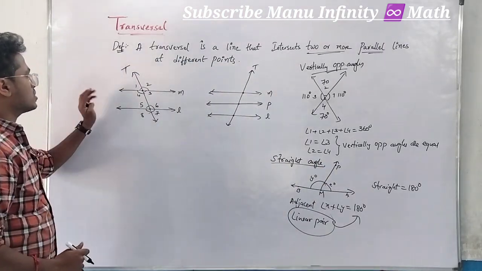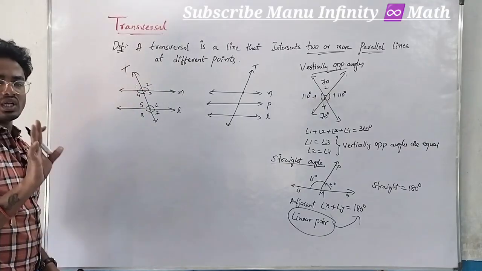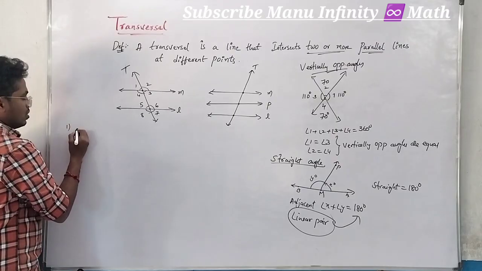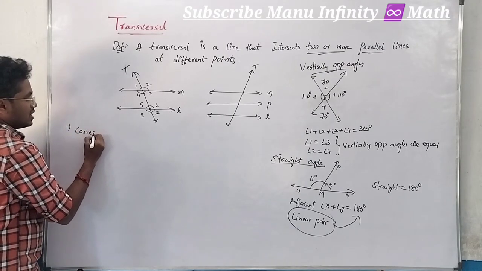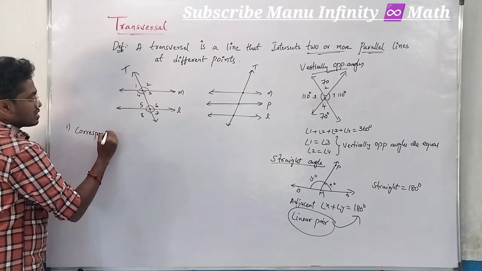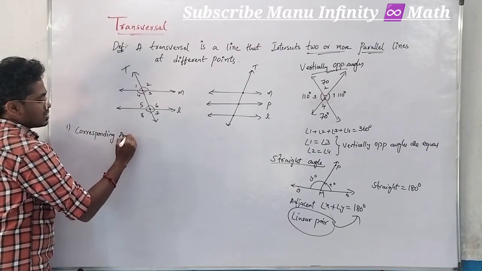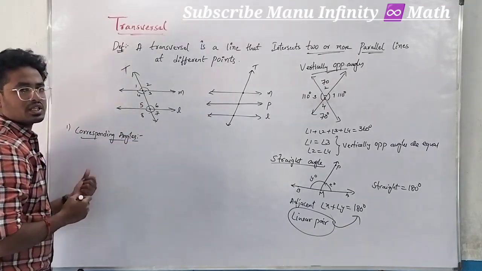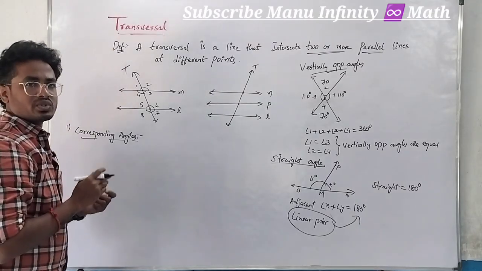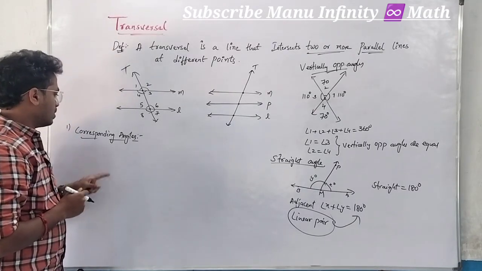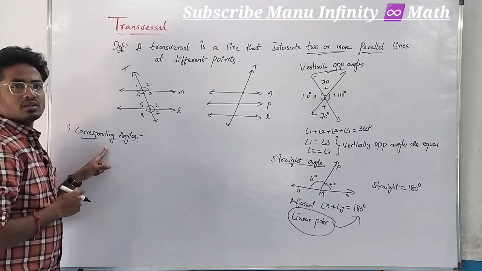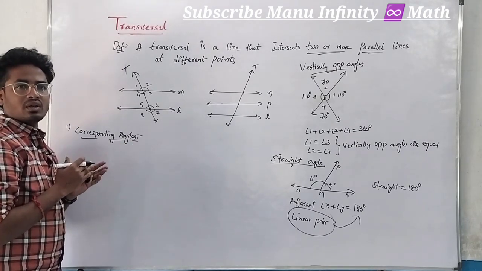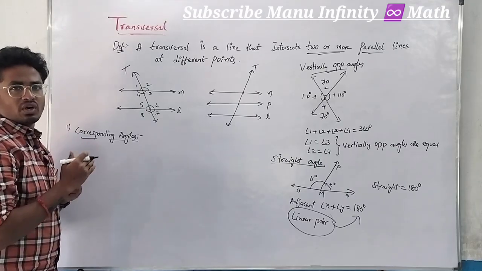Now move on to this. So how many angles do they form here? Total 8 angles. In this, see, first we have to know corresponding angles. What is that? Corresponding angles. See, what is the meaning of corresponding? First, what do we know about corresponding? They should be equal, corresponding.